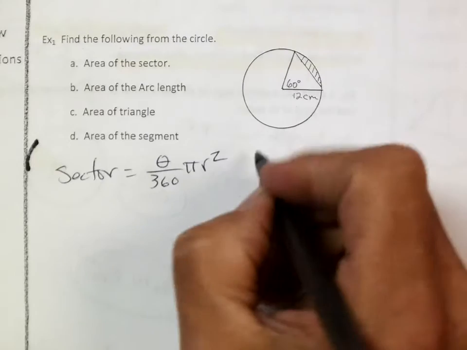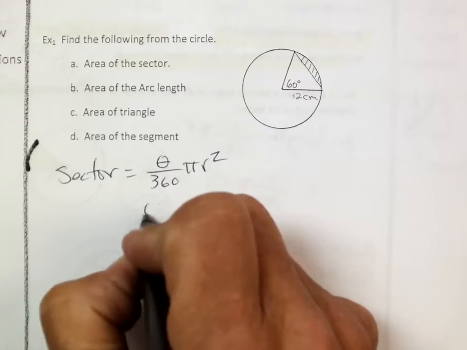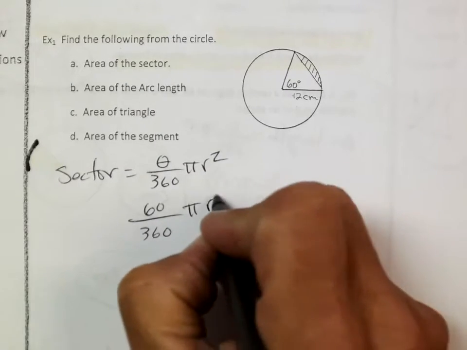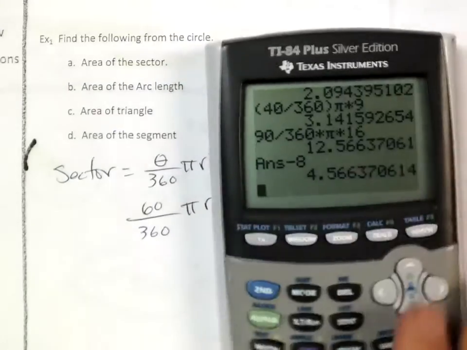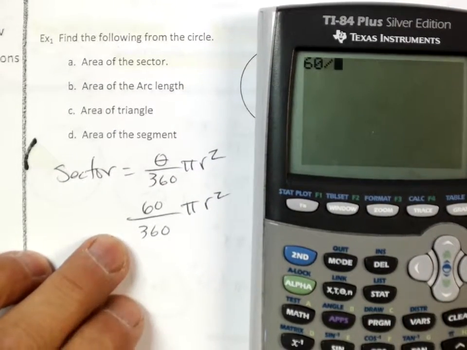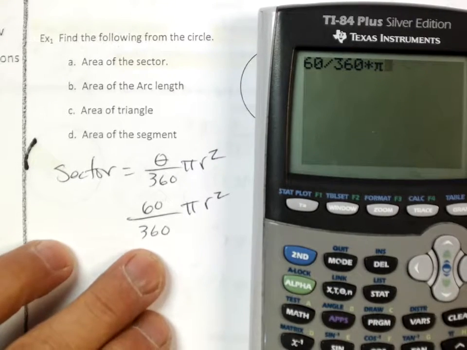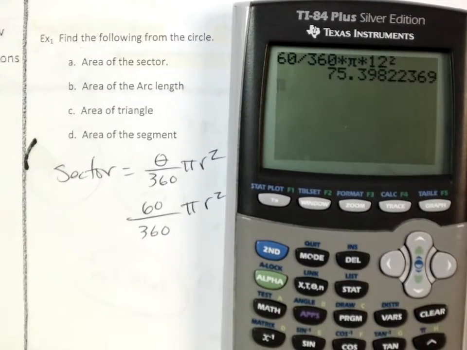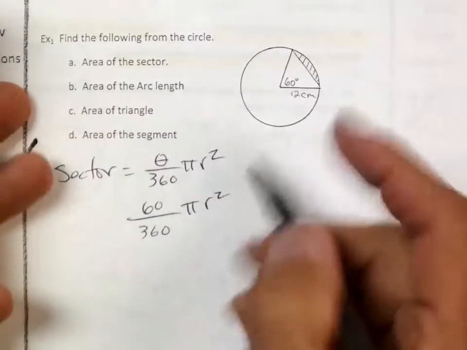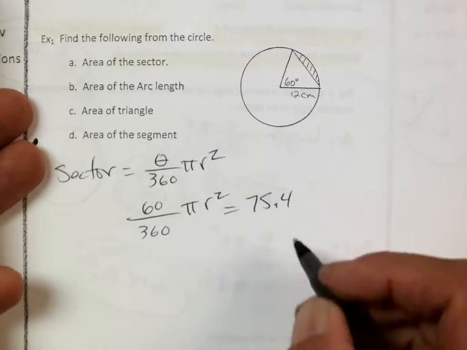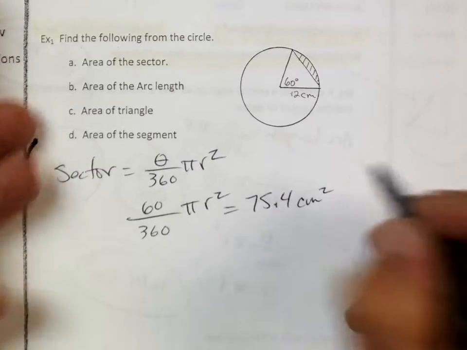So my answer is going to be, well, let's see, 60 over 360 pi r squared. I'm just going to use my calculator, right? Clear that. I'm going to go 60 divided by 360 times pi times, let's see, what's the radius? 12 squared, right? So I get an answer about 75.4, okay? So to say 75.4 centimeters squared. Okay, so far so good.